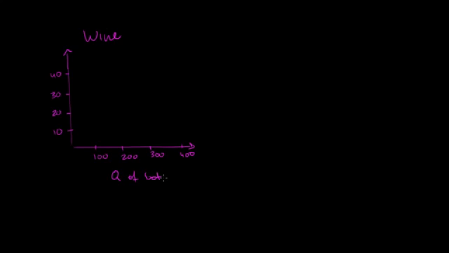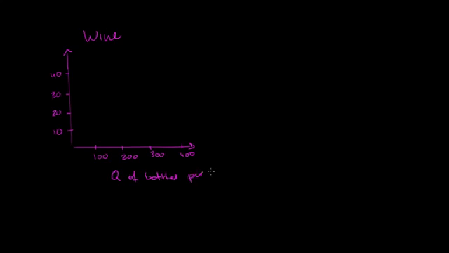Let's say that I am a producer of wine. And in this vertical axis, this is dollars per bottle. So 10, 20, 30, $40 per bottle. And on this axis right over here, I'll have quantity of bottles I produce per week. So let's say that this is 100, this is 200, 300, and then 400. So this is quantity of bottles per week, and this is dollars per bottle.